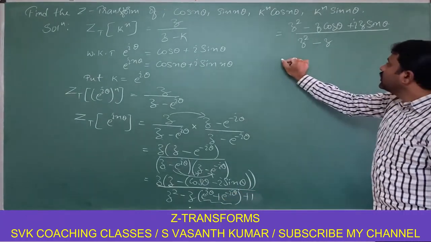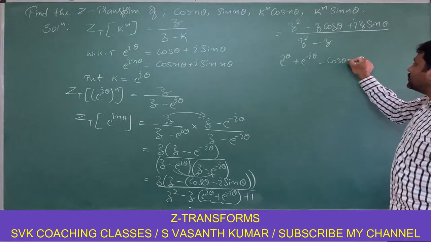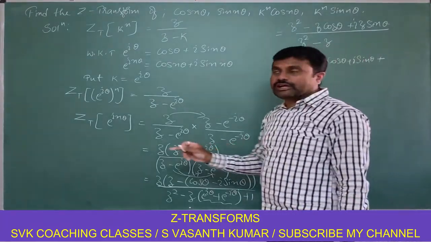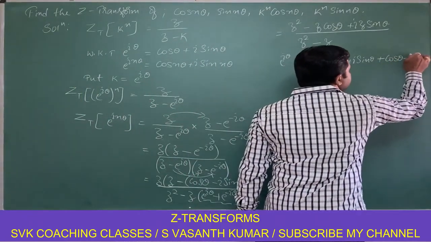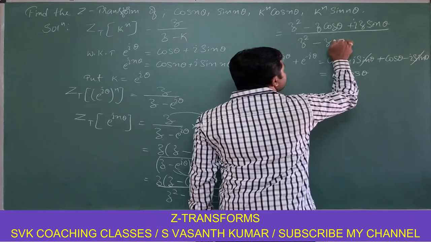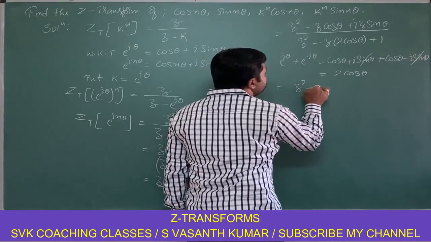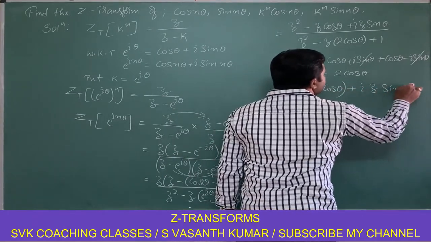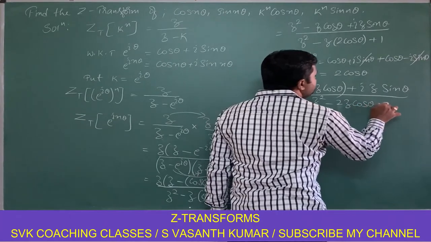What is e power i theta plus e power minus i theta? e power i theta is cos theta plus i sin theta, and e power minus i theta is just replacing plus by minus, so cos theta minus i sin theta. Therefore, the i sin theta gets cancelled, and you are left with 2 cos theta. So it is 2 cos theta plus 1. Therefore, it is z square minus z cos theta, this is the real part, plus i z sin theta, divided by z square minus 2z cos theta plus 1.